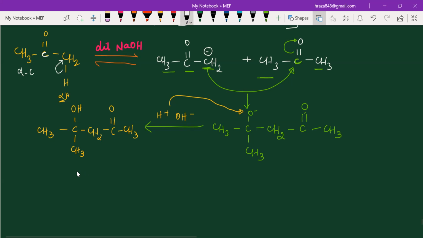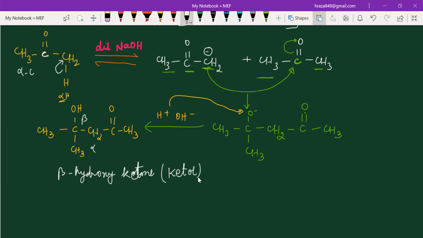Yes, sir. So you can see this is your alpha carbon, this is your beta carbon. So this is your beta hydroxy ketone, because ketone is present, not aldehyde. Are you getting my point? This is known as ket for ketone, ol for alcohol.